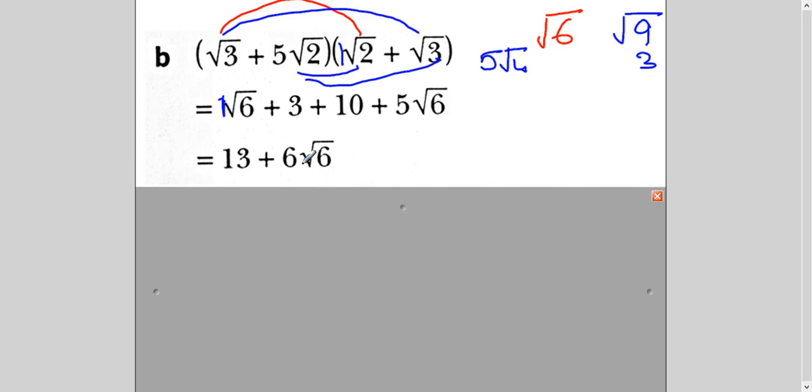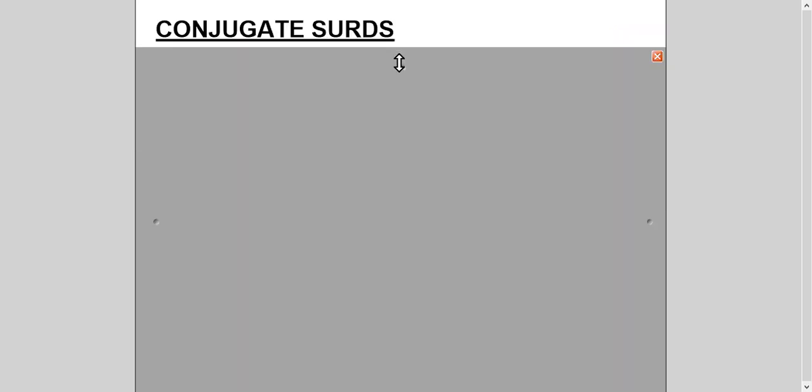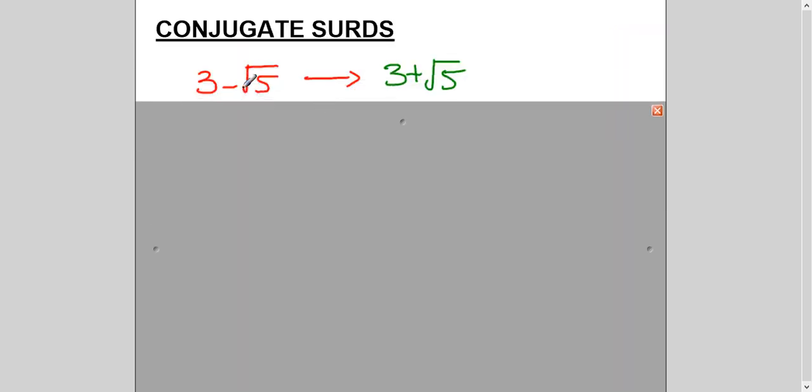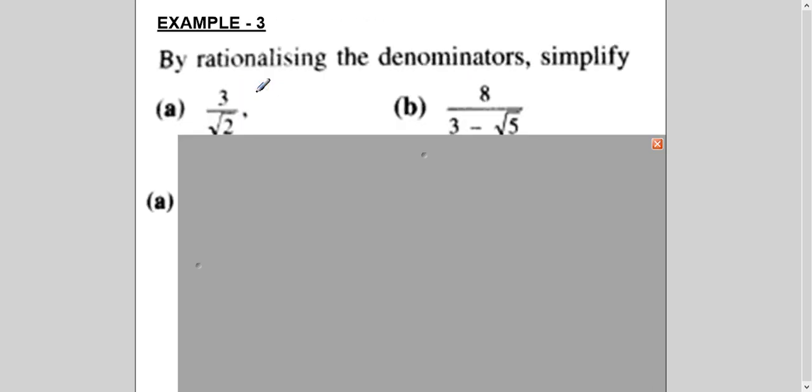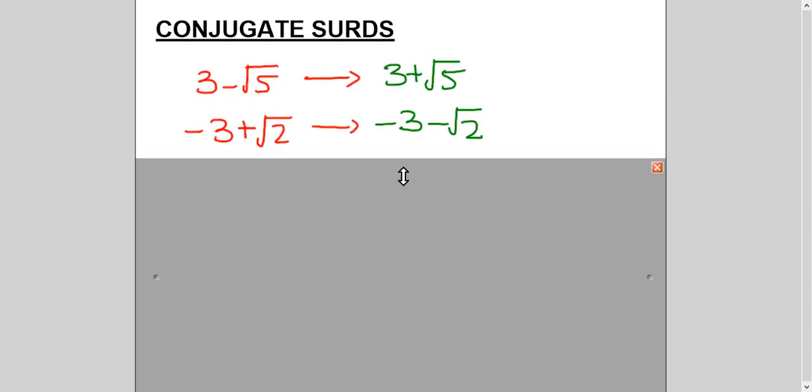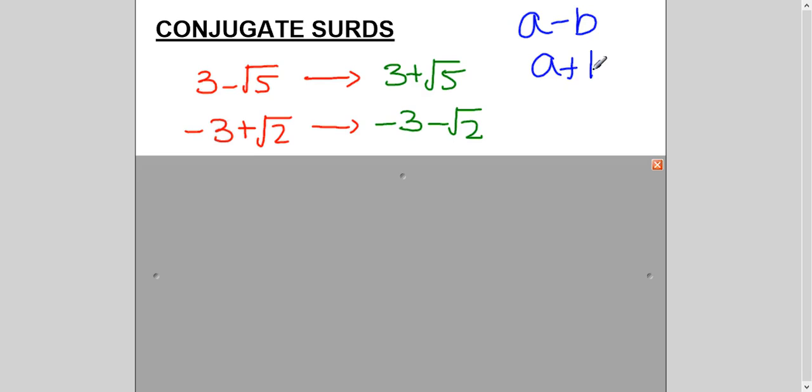So now you understood the multiplication and addition of surds. Now what are conjugate surds? If you are given this number, and I will tell you where it is used also, right? If you are given this number 3 minus root 5, and somebody asks you what is the conjugate surd of it, you will say 3 plus root 5. So only the sign you change with the surd, right? Oops, sorry. So if I say minus 3 plus root 2, what is the conjugate surd of it? You will say minus 3 minus root 2. So whenever the number is given like this, you are changing the sign of the surd, right?